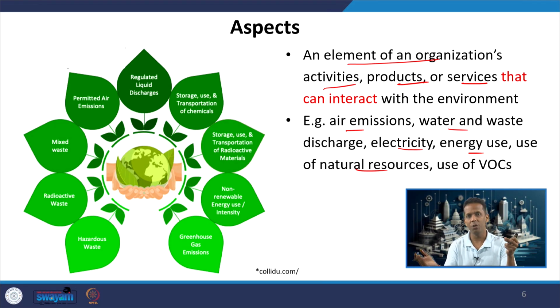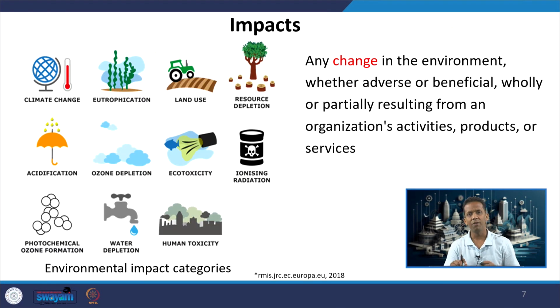It causes air pollution, water discharge will cause water pollution. So, all these are different types of aspects. Here you have some examples: storage, use, transportation, non-renewable energy use, greenhouse gas emissions, hazardous waste, different types of waste, different types of pollutants, emissions, liquid discharge. So, all these are the activities or the elements which can have impact on environment, and they fall under the category of aspect. So, once we identify aspect, next step is to identify the impact.